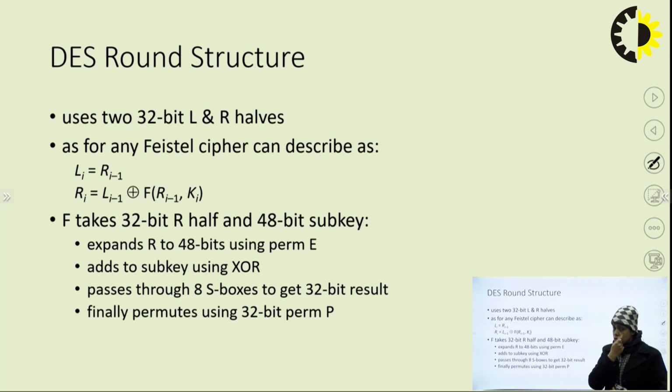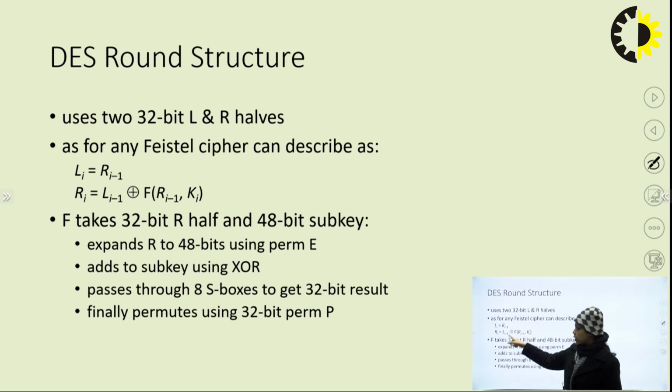DES round structure. The actual logic used behind those 16 rounds is explained here, using two 32-bit left and right halves. Why are we calling them 32-bit left and right halves? Because as you know, our input is 64 bits in total. If we divide it into two equal halves, each half has 32 bits. So it uses two 32-bit left and right halves.